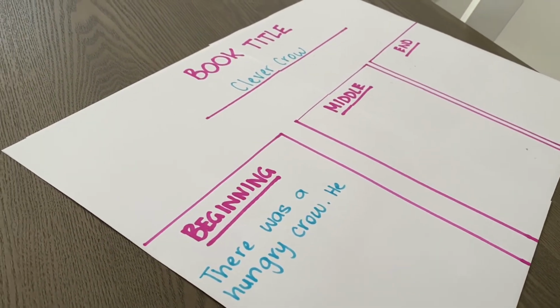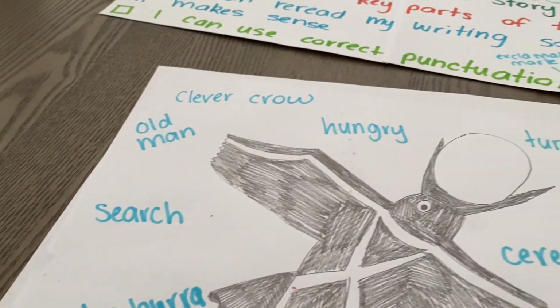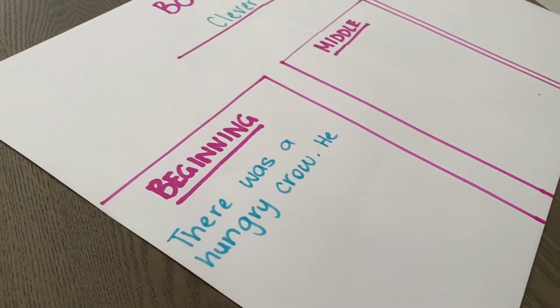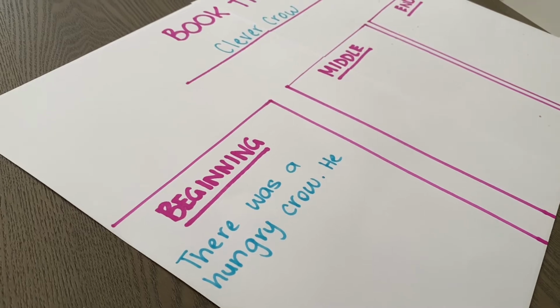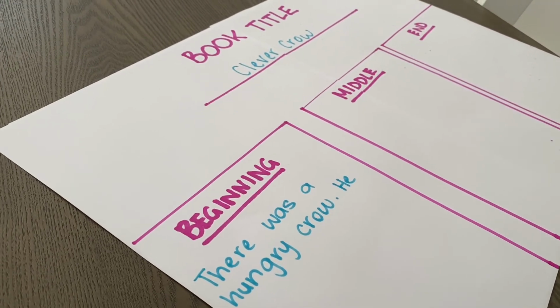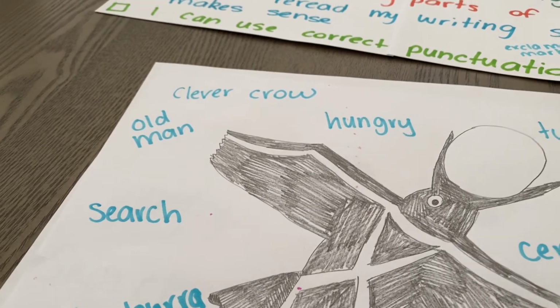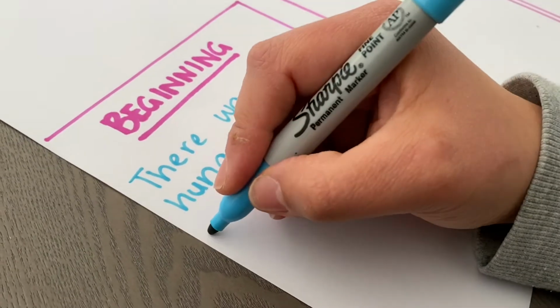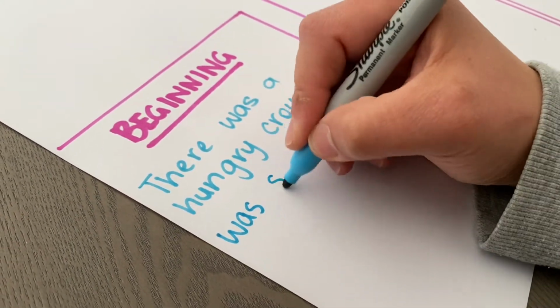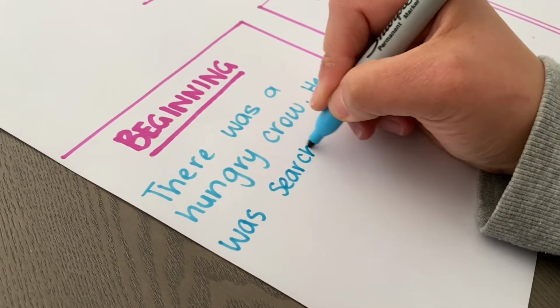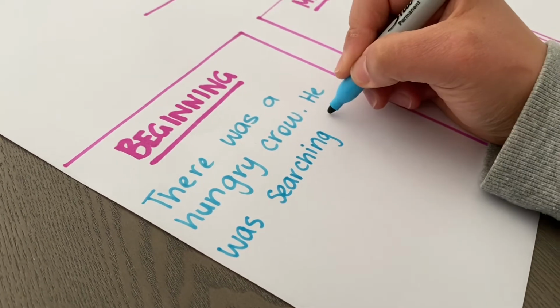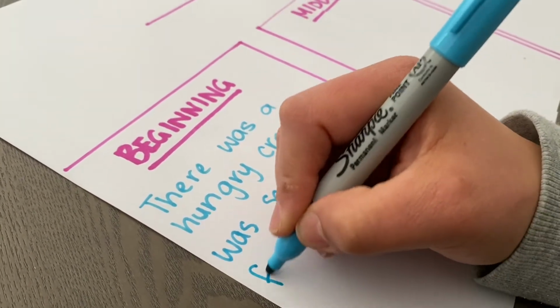I'm going to use the word search. But when I'm putting it in a sentence, I was going to write he was searching. So how can I write that word? Well, if I look over here, I've got the word search, and I know that the chunk, ing, makes the ing sound. So that's what I'm going to write. He was searching for food.